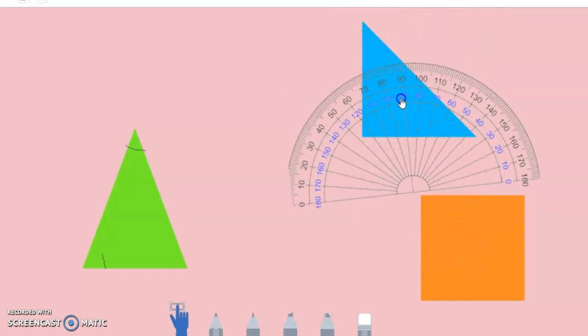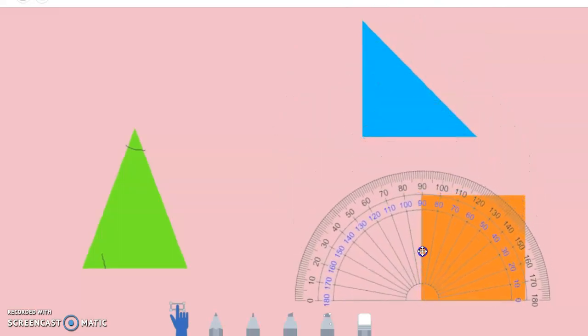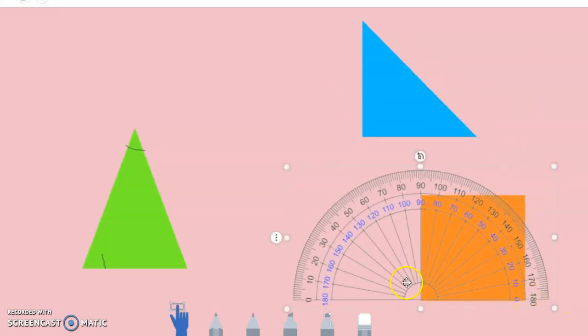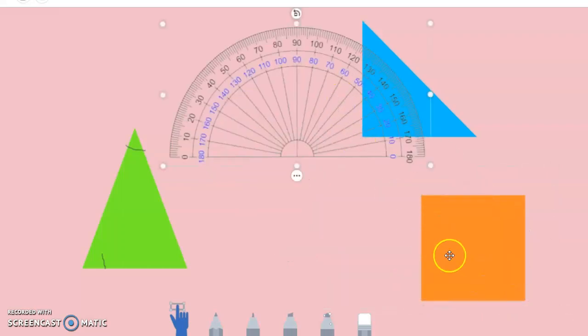And one more time, you can watch me measure this. I'm going to do that corner of our square. I've got them all lined up, and I go straight up. Oh, that's my 90 degrees. So this is a right angle. So now go ahead and use the protractor on the slides to measure the angles.